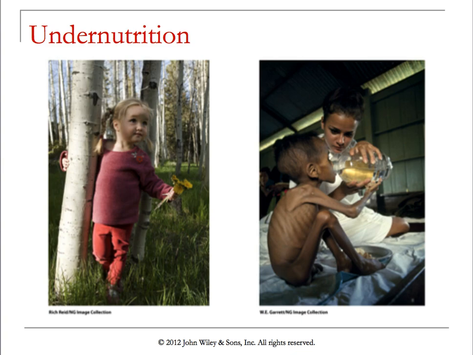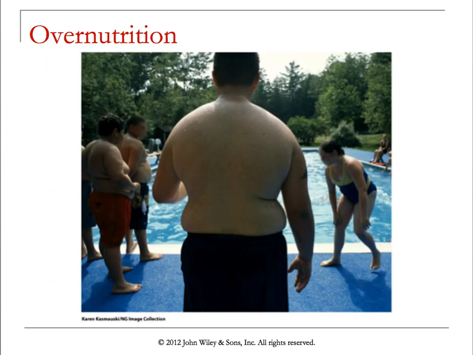So the picture on the left is an example of a healthy, well-nourished child, whereas the example on the right is an example of a child that would be considered undernourished. And then the child in this photograph, this boy, is an example of somebody who would be considered overnourished. So perhaps he has more of a particular nutrient or consumes more calories than his body actually needs.